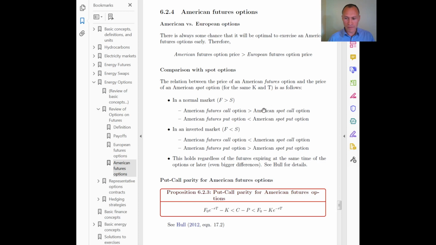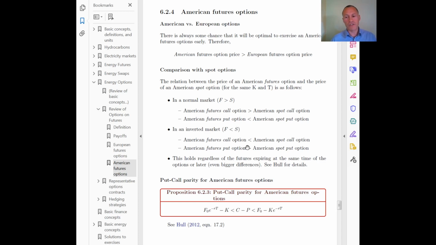So if the futures curve is increasing, then you get this relation between futures and spot options. And it varies depending on being a call or being a put, so the sign of the inequality varies. And if the futures curve is decreasing, then you have this other relation here. This is outside the scope of this course. This is just here for reference.